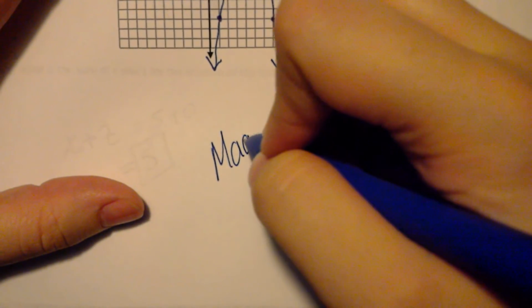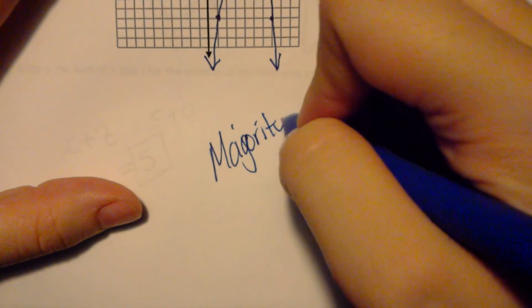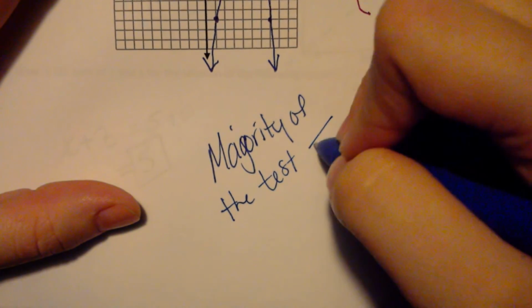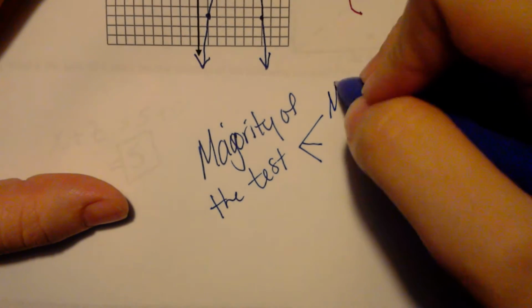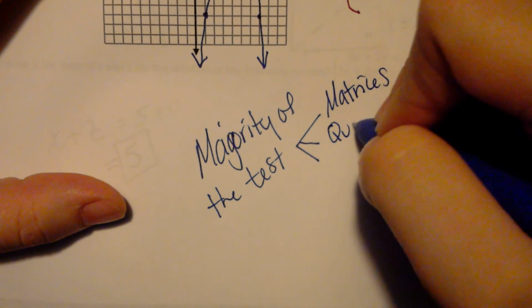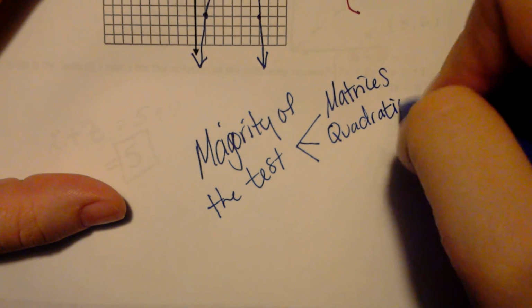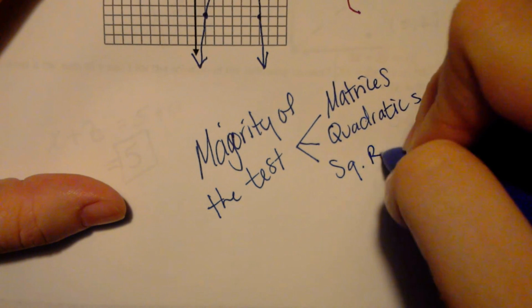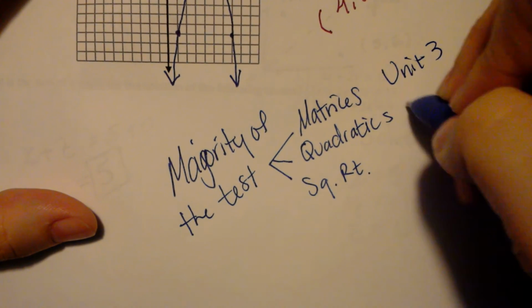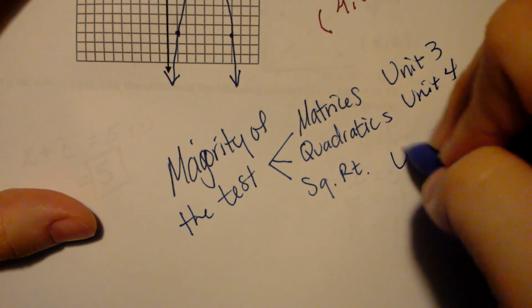I hope you've noticed that a majority of the test comes from matrices, quadratics, and square root. That's unit 3, unit 4, and unit 5.